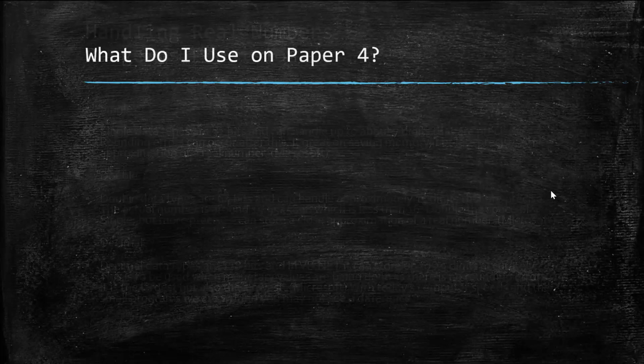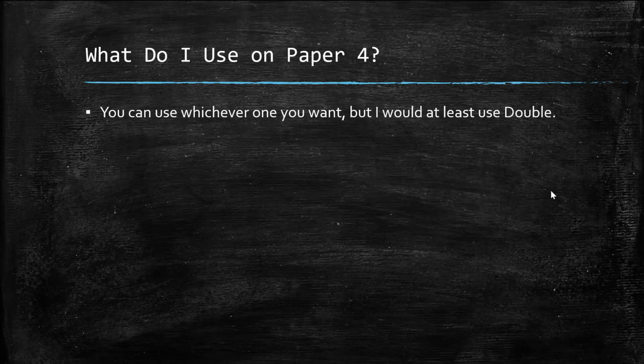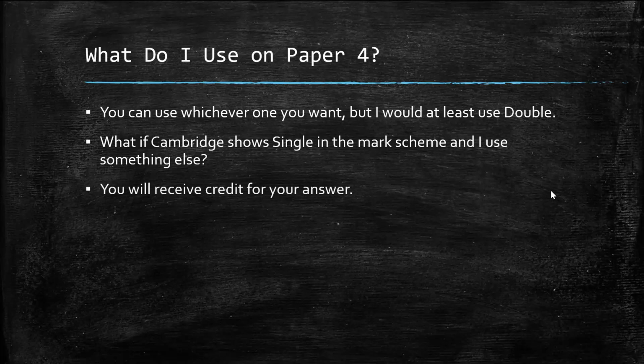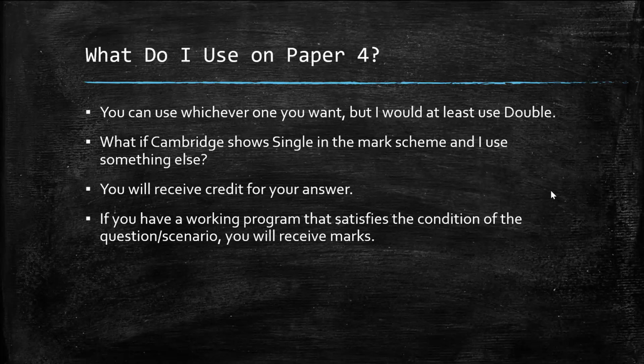So which one do I actually use on Paper 4? You can use whichever one you want. I would at least use double. I always tell my students, always just use decimal. But what if Cambridge shows single in the mark scheme and I use something else? What if I use double or decimal? You're going to receive credit for your answer. If you have a working program that satisfies the condition of the question or scenario, you will receive marks on that question.